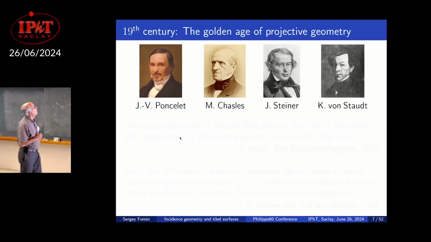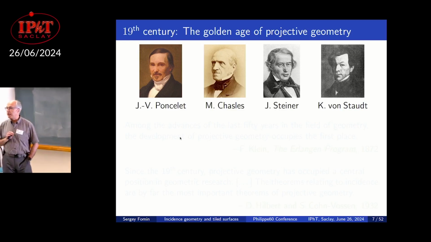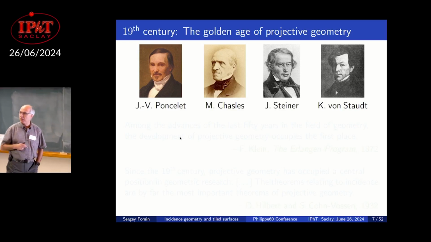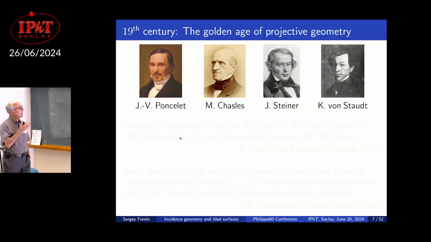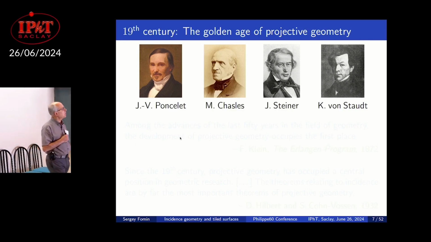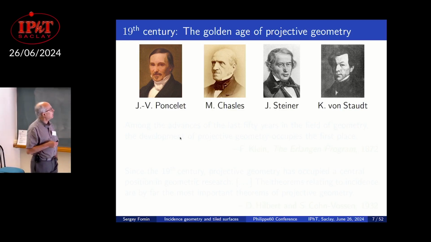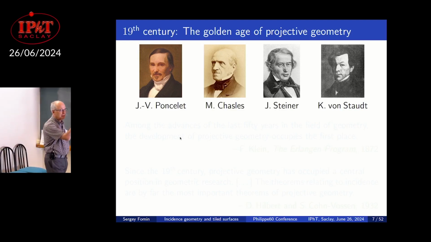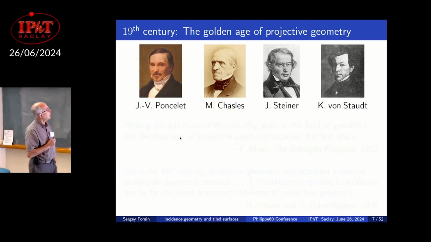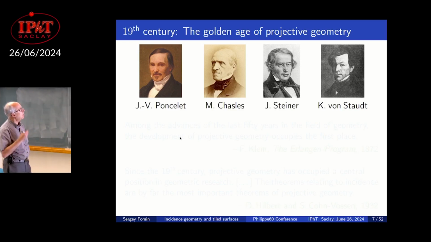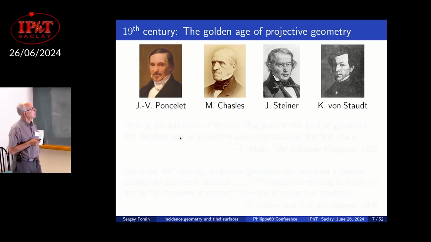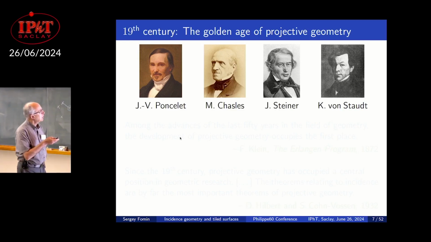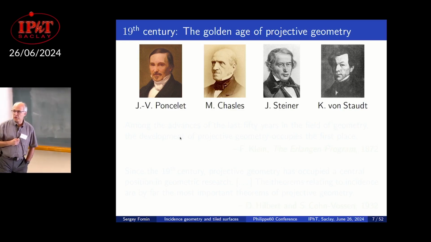The 19th century was the golden age of projective geometry, and these are some of the heroes. Jean-Victor Poncelet, famously, while sitting in a Russian prison, discovered many of the Poncelet porisms and related geometric results. Michel Chasles, of course, contributed a lot. Jakob Steiner and Karl von Staudt developed an algebraic approach to projective geometry.